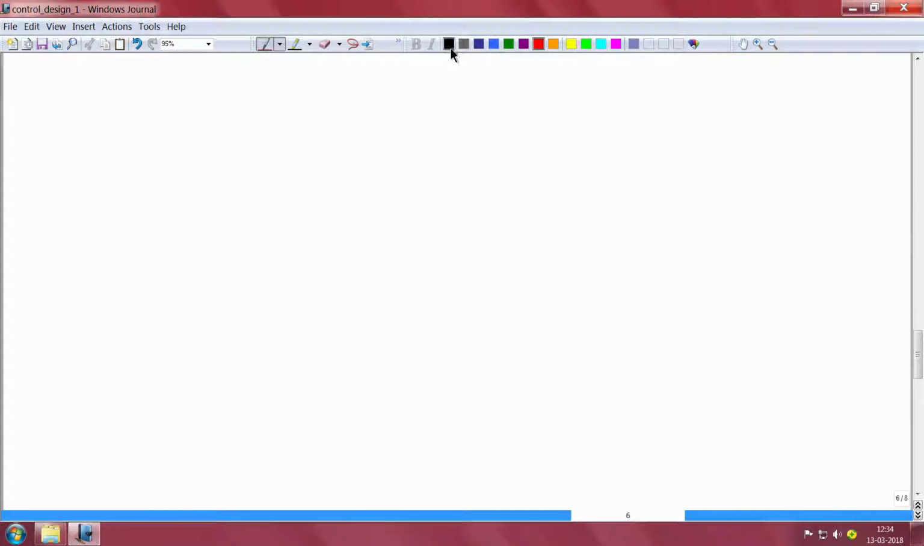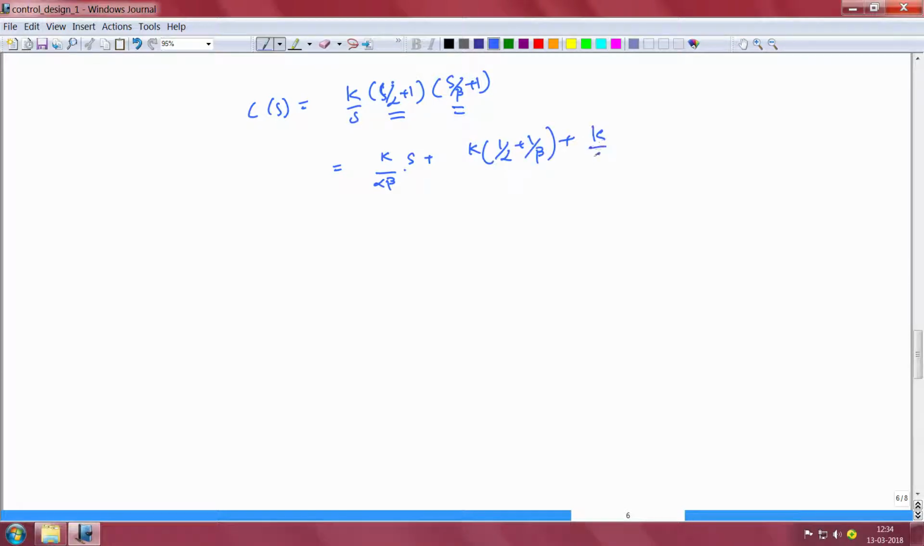In these lectures we have represented PID controllers in this particular form, k by s times (s by alpha plus 1) times (s by beta plus 1), where this 0 alpha is intended to improve the mid frequency performance and the 0 beta is intended to improve the high frequency phase characteristics and thereby result in a stable closed loop system. Now we expanded this out as k by alpha beta times s plus k times (1 by alpha plus 1 by beta) plus k by s.